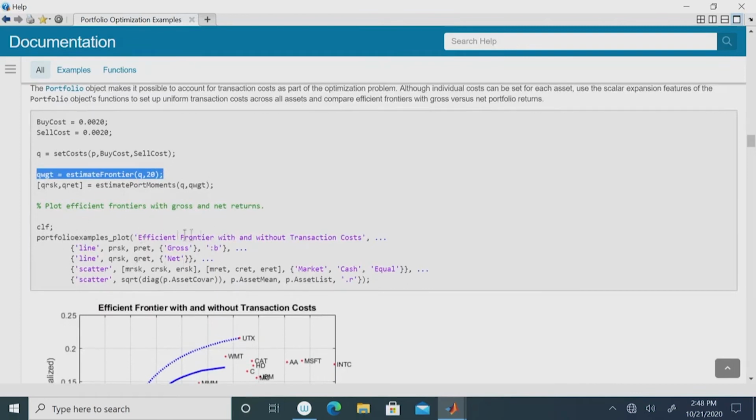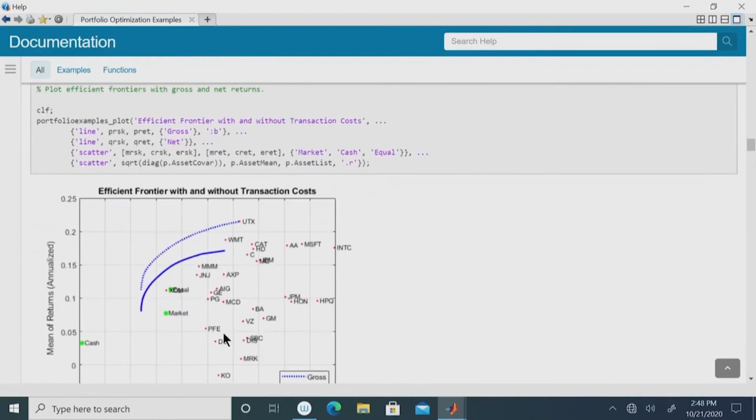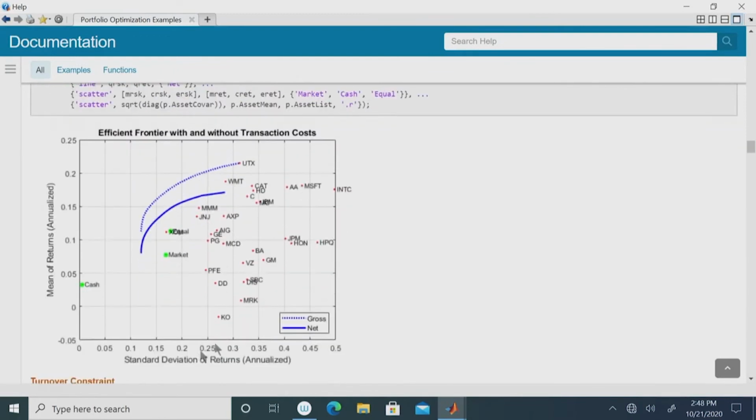Here we have the efficient frontier without the transaction cost. Observe carefully, everything is pretty much the same as before. You have all these individual assets, market and cash, and this equal portfolio. As I said, earlier we had looked at the gross efficient frontier, which is the dotted line, and this bold line that you have here is the net efficient frontier. So, this is one constraint that had to be included.